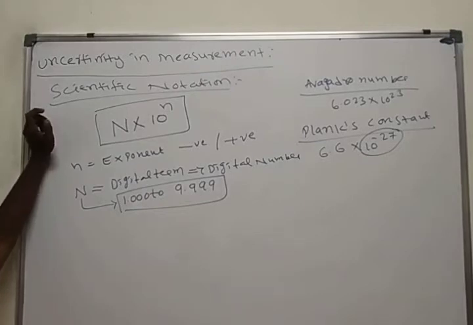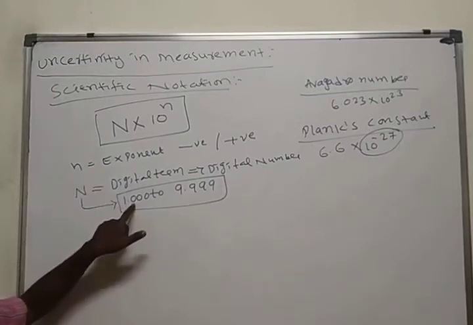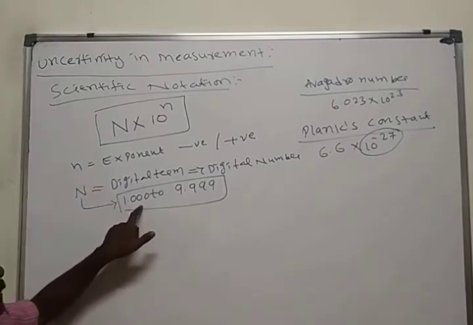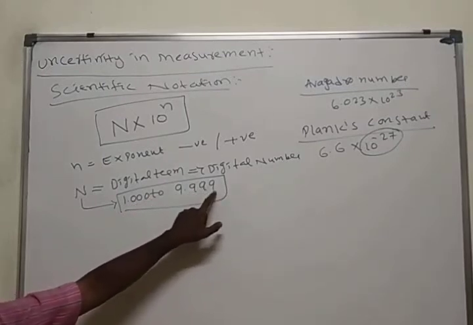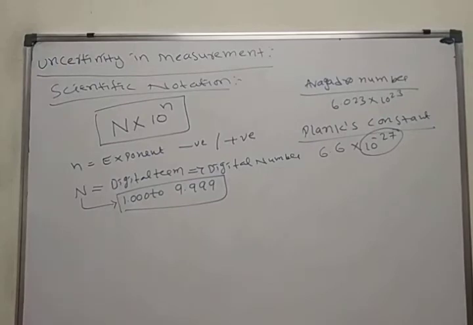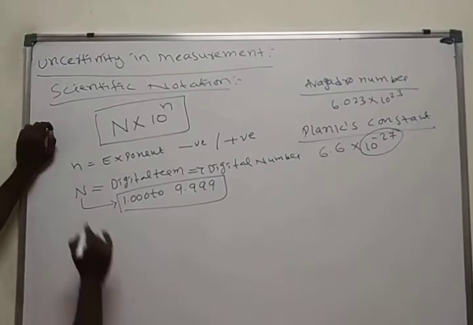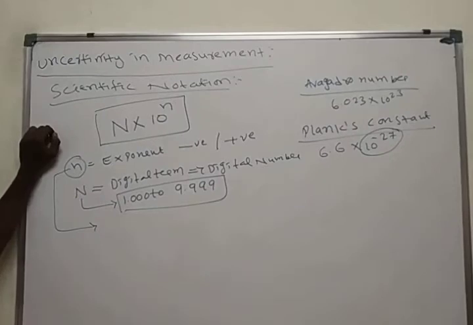According to that system, the digital term should be between 1.00 and 9.999, it is important. In between this only. Don't write 10, don't write 100, don't write 0.1, 0.001 like that. And take small n: when is small n negative, and when is it positive?